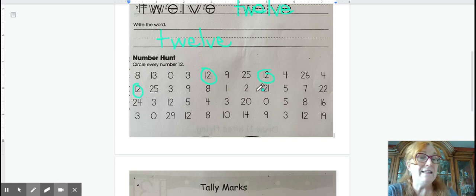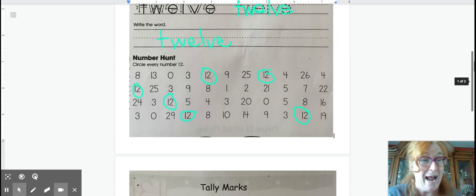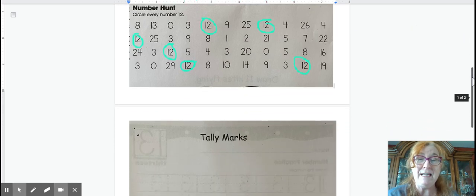Now 21 is not 12. It sometimes gets confusing. 21 is 2 10s and 1, not 12. We have 5, 7, 22, 24, 3, 12. 5, 4, 3, 20, 0, 5, 18, 16. 3, 0, 29, 12. 8, 10, 14, 9, 3, 12, and 19. Well, you found all those 12s. Practice saying those numbers. Get good at naming numbers.